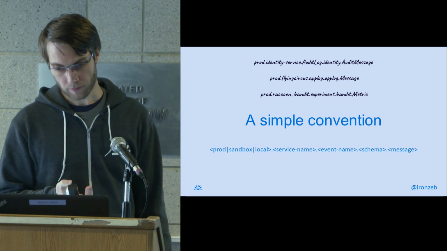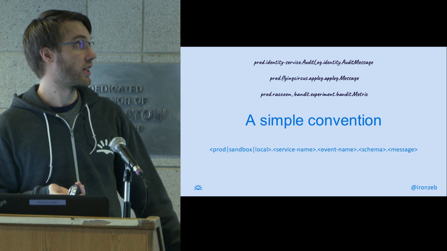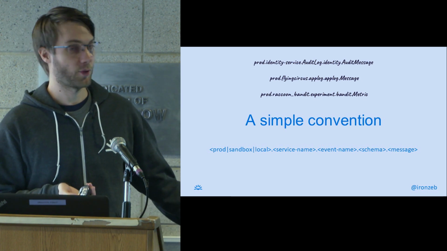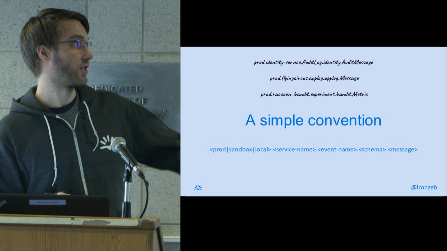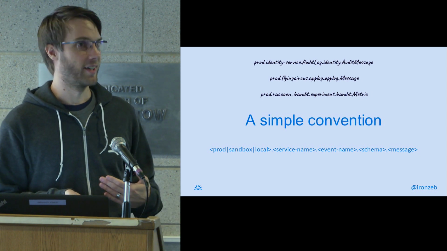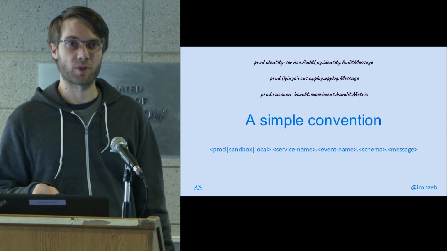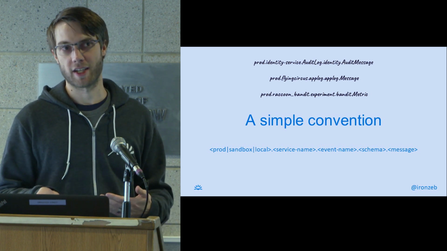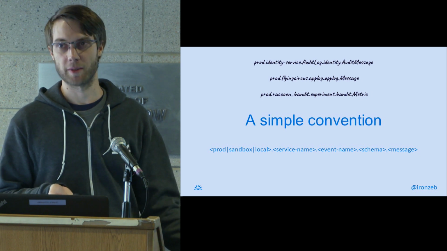So pretty soon we had topics like prod.identity-service.audit-log.identity-audit-message, which is pretty good. I know it's using the audit message protobuf schema. I know which service is producing this. And essentially through this convention, we knew what was in every topic and how to read it without having any kind of schema registry, which was really neat. That was nice. It saved us a bunch of time.